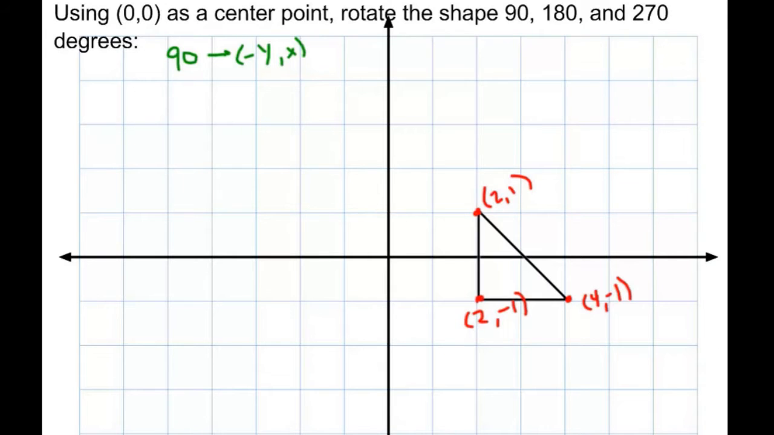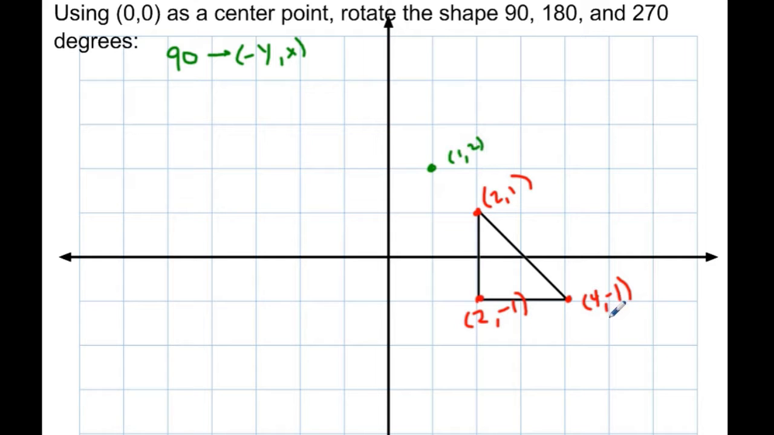Okay, over here we have a triangle. Its points are 2, -1, 4, -1, and 2, 1. So we are going to apply our 90-degree rule, which is that we flip our X and Y and the Y becomes its opposite. So this 2, 1, we're going to flip them. Y becomes its opposite. So this is actually going to be -1, 2. And that's right here.